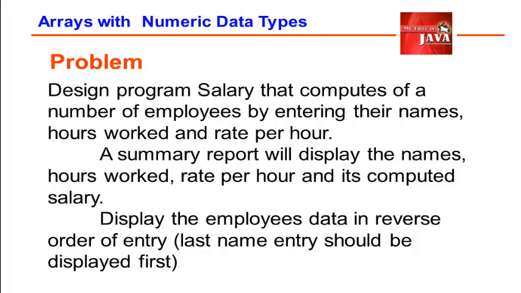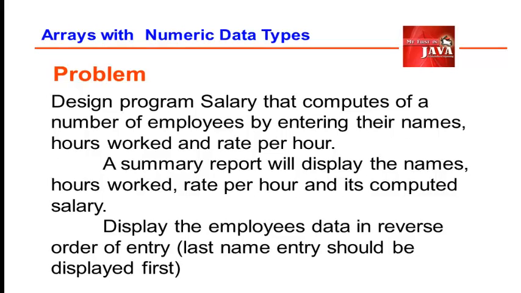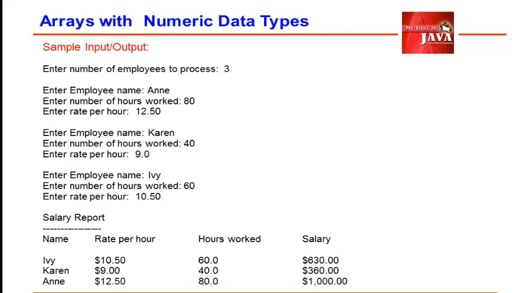We're going to design program salary that computes a number of employees by entering their names, hours work, and rate per hour. After that, we will produce a summary report that will display the names, the hours work, the rate per hour, and its computed salary. We will display the information in reverse order of entry. So the last name entered would be displayed first. This would be our sample input-output interactions, and we will have salary report at the end.